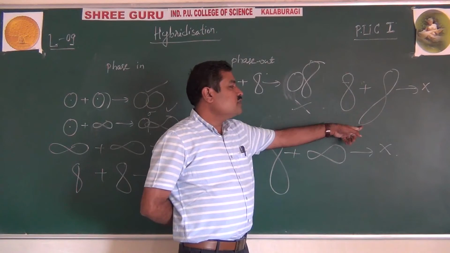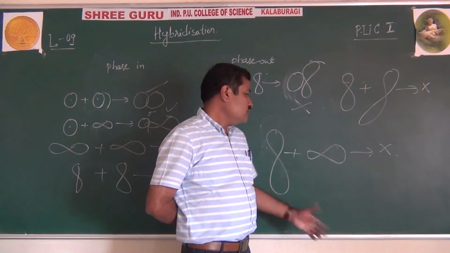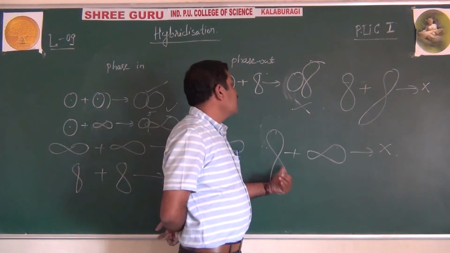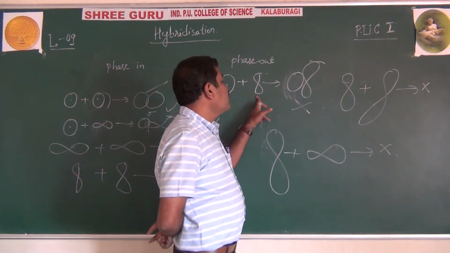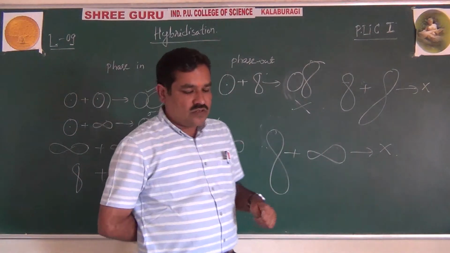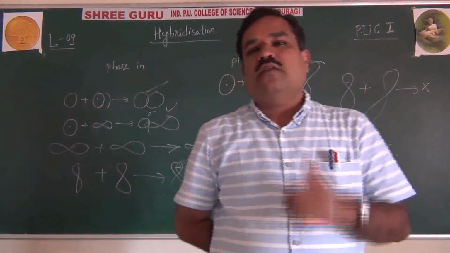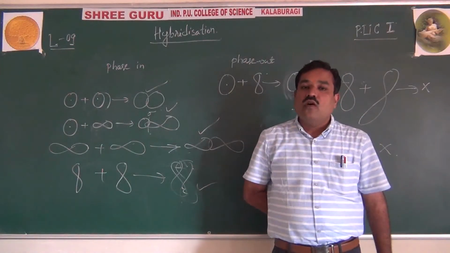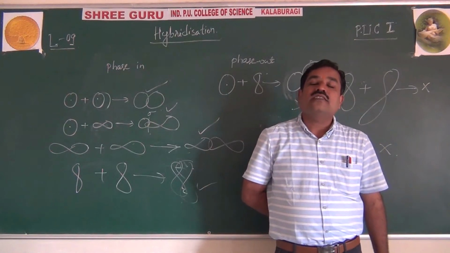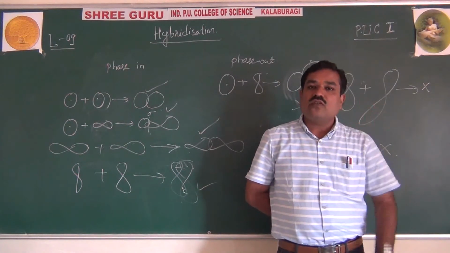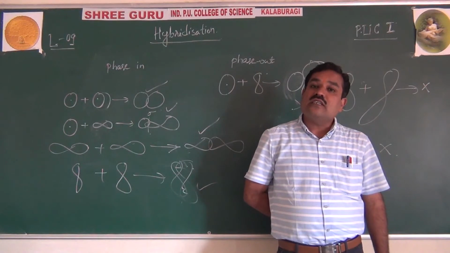This is px and this is somewhat pz, not possible. Okay? Write this perpendicular py, px, not possible. One s orbital, one perpendicular p orbital, not possible. These are called phase out. That means improper orientation. That means for orbital overlap also, the condition should be fulfilled. What? Proper orientation and similar energy. Very, very important point to be noted before going to hybridization.